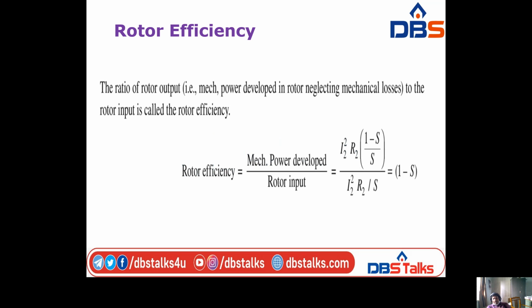So far we have discussed the different types of losses occurring in the three-phase induction motor, and the relation between the rotor input, rotor copper loss, and mechanical power developed, that is 1 is to S is to (1 minus S). Then rotor efficiency is also equal to 1 minus S.